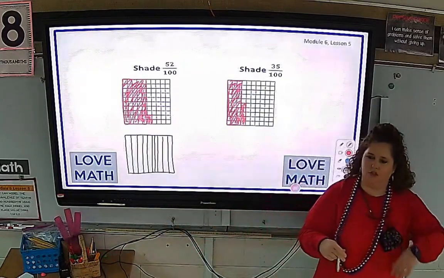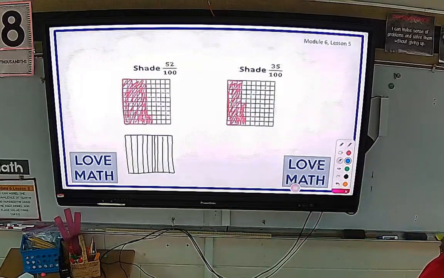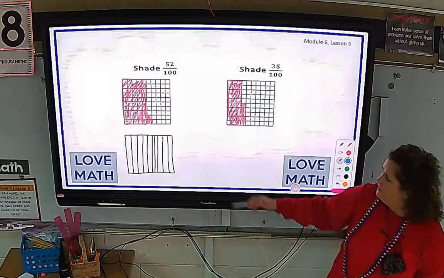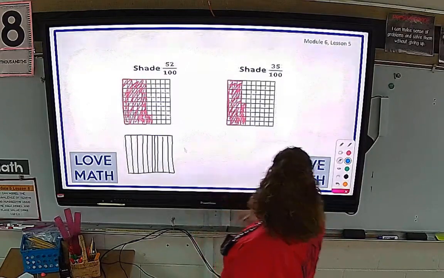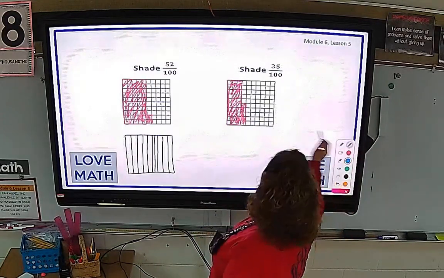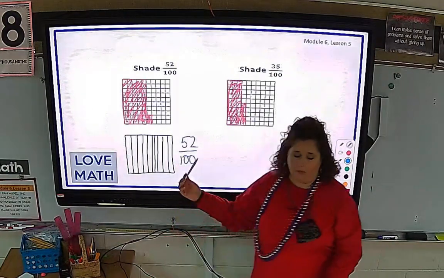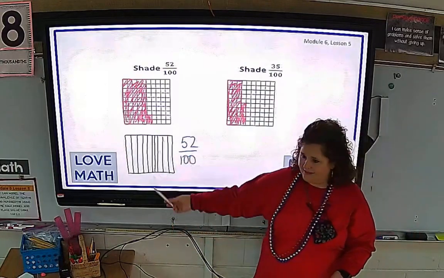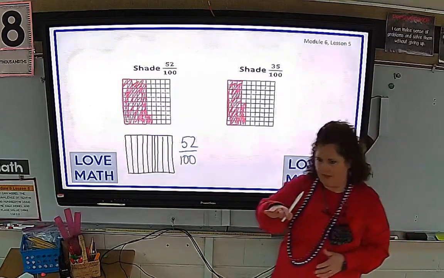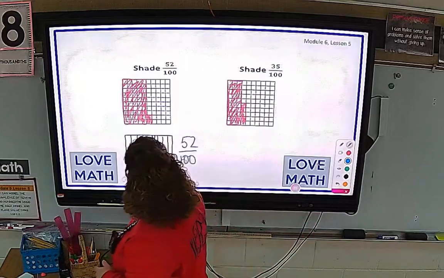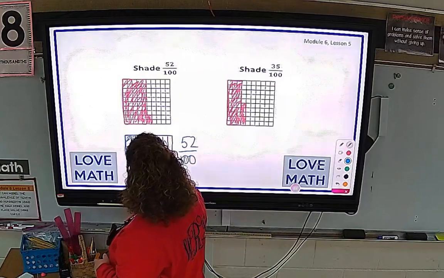What we're trying to do is shade this without having to draw every single one of those horizontal lines. That's what we're practicing. So if we want to do 52 hundredths and we have a tenths area model, how many columns are we going to shade completely? Yeah. 5 of them. So trace 5 of them and shade those in.